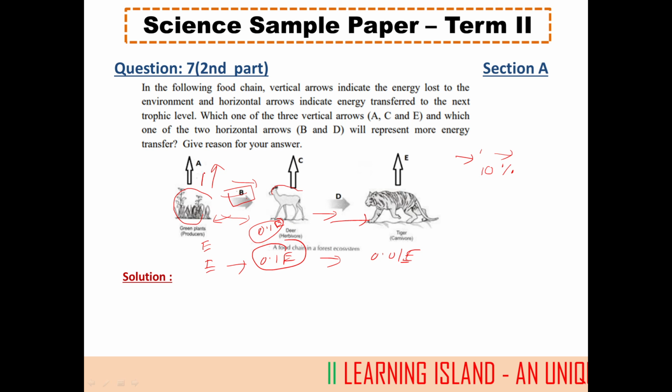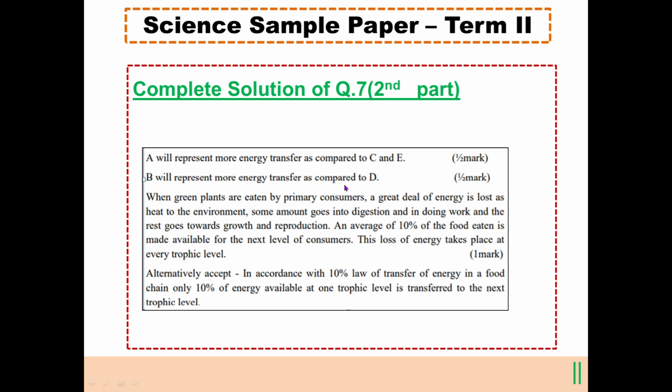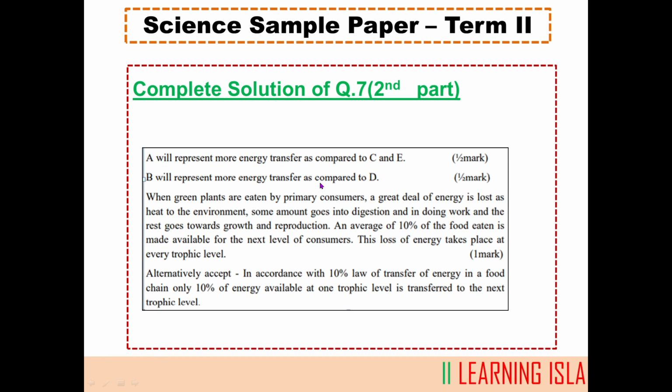In the first case the energy released here would be more, because at the lower level it gets more energy, and when it releases something it releases more energy, while the upper level gets less energy and releases even less. So in the first case, A will release more energy, and in the second, B will be transferring more energy. So this is the final answer, please note it down, and I hope you are getting benefit out of it.